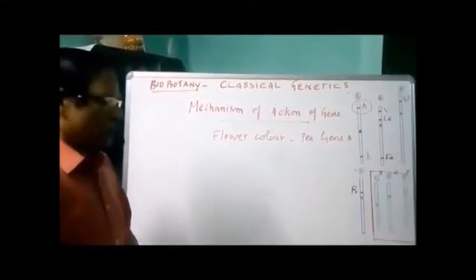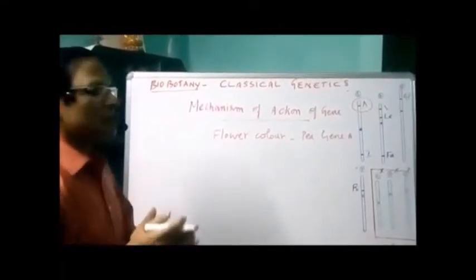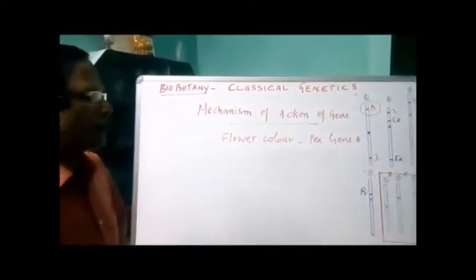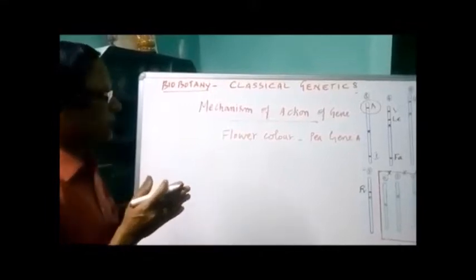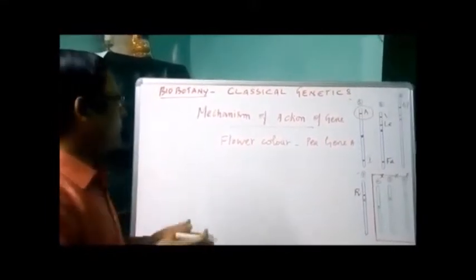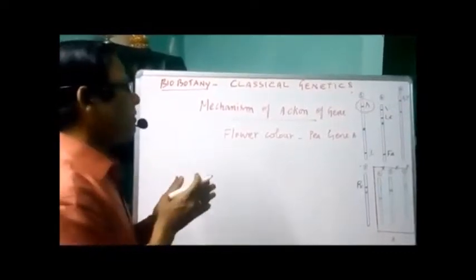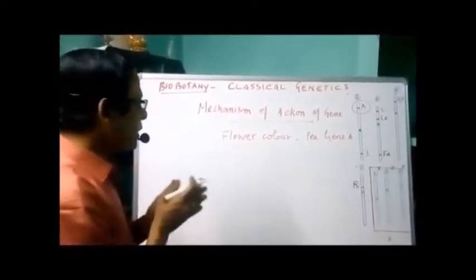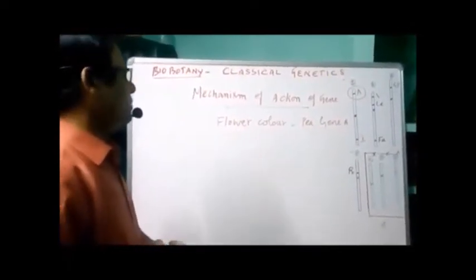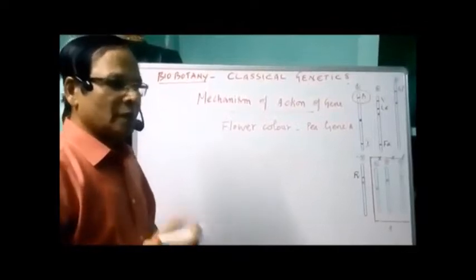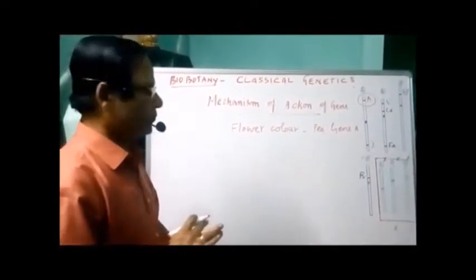So actually, if you want to understand the action of a gene, you have to know the functions of genes at a molecular level. Then only you can find how far the regulating function of the gene occurs. Now, for regulating the white color flower or the purple color flower, we have to know the gene functions at the molecular level. It is an interesting aspect to study the function of the genes at a molecular level.